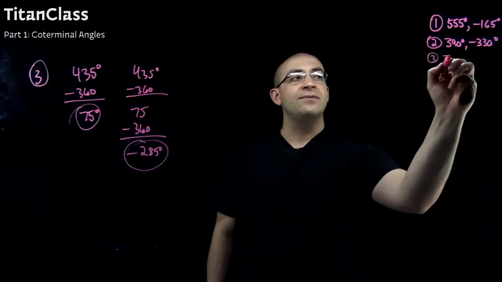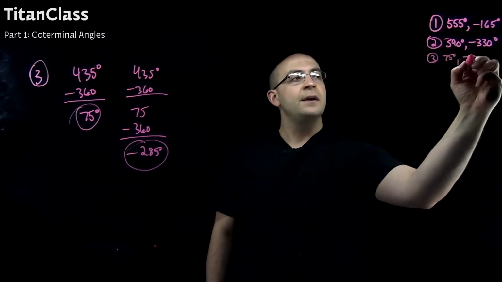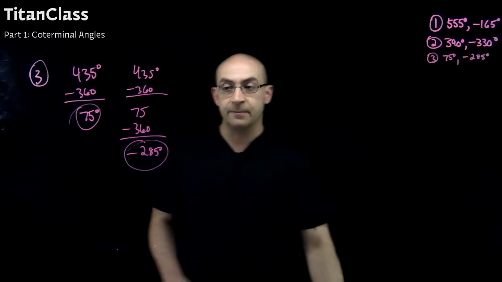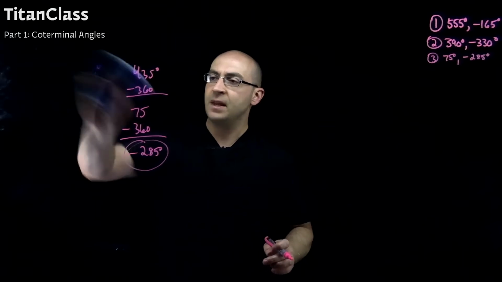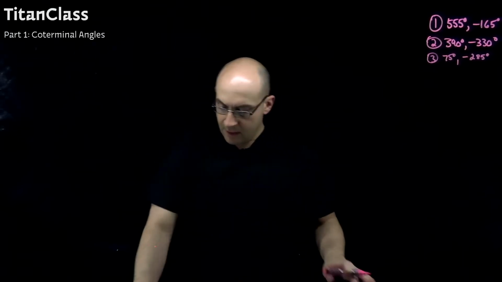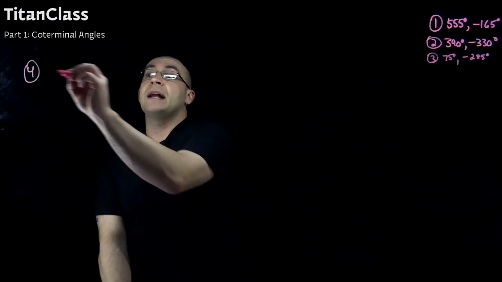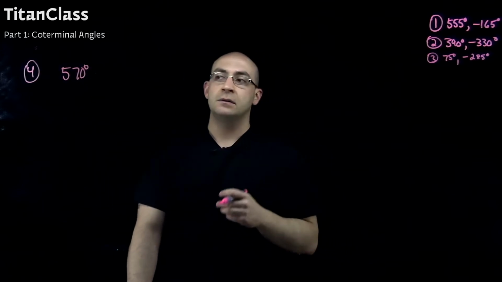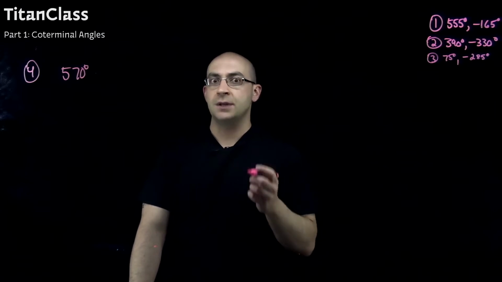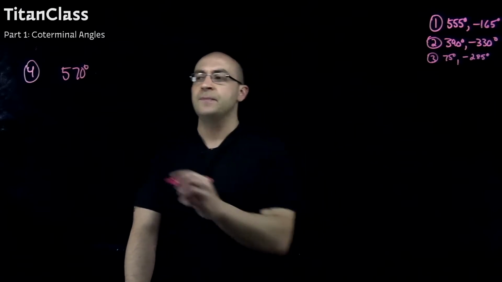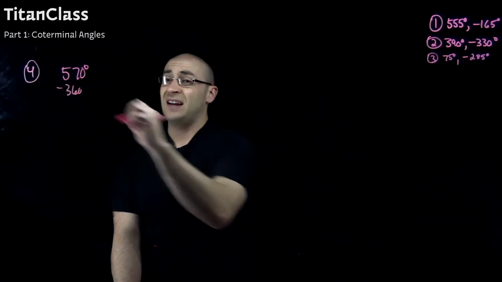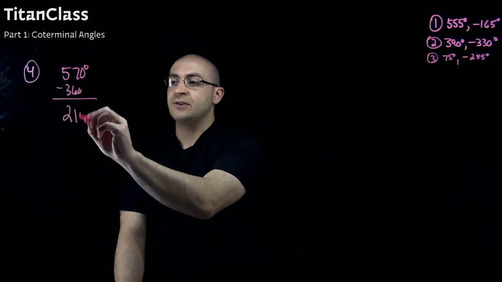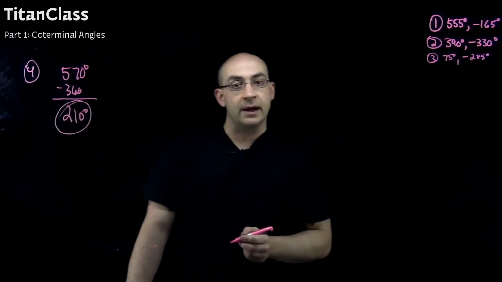Number 3 is 75 degrees on the positive side and negative 285 degrees on the clockwise or negative side. Okay. Number 4, 570 degrees. Okay, so we've got another larger than 1 full revolution. So let's do the same thing we did for number 3. Let's subtract 360 instead of adding right away, right? Because that's going to keep me in positive numbers. 210 degrees is my positive coterminal angle.